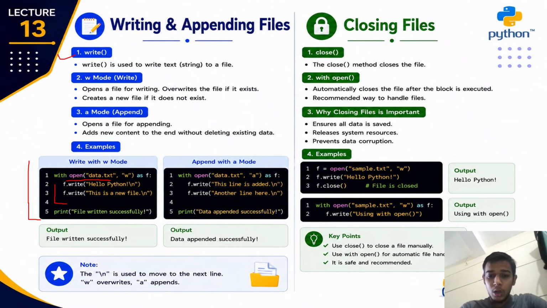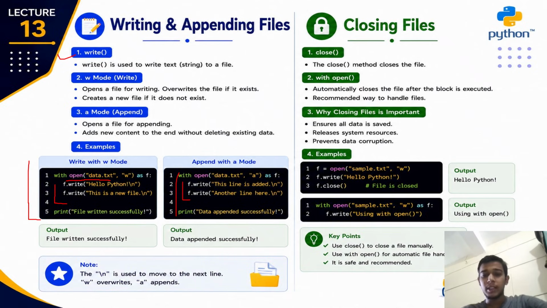So now what if we don't want to delete the existing content? That's where append comes in. We use the A mode for appending. Append mode adds new content to the end of the existing file without removing the previous data. For example, you can see here we are opening the data.txt file again and we are appending two lines. These lines will be added at the end of the file and nothing will be removed from the file. The new lines will be added after the existing content.